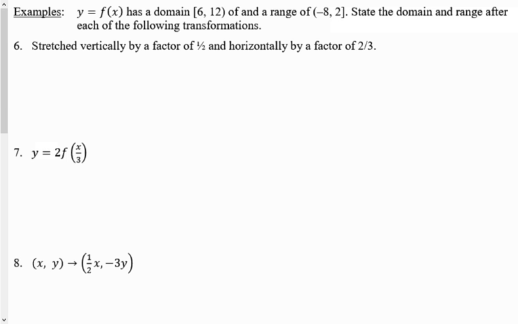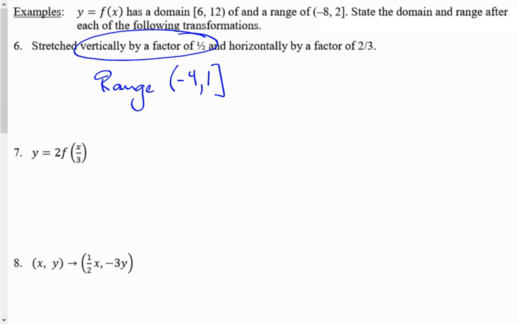Okay, so yes, range is changing. So my range, these y values just get multiplied by 1/2. So it's just going to be negative 4 comma 1. And the endpoints stick with the original term that they had.